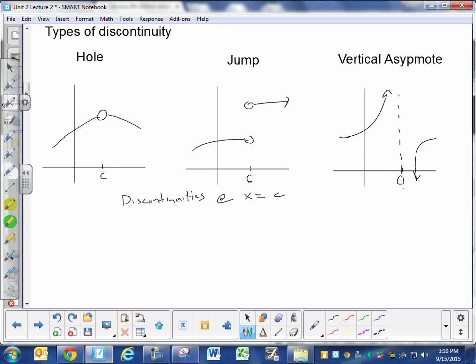Now, there are two types of discontinuities: a removable, which is a hole, and a non-removable, which are our jumps and our vertical asymptotes.